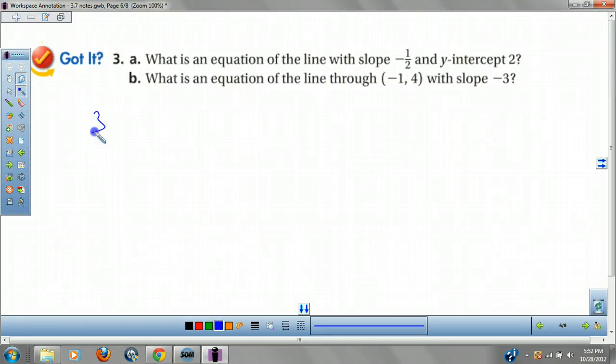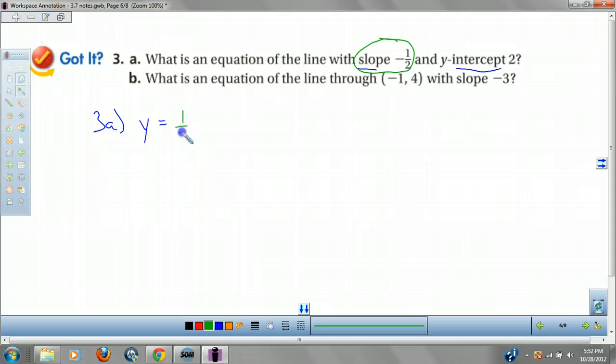Now let's make equations for these. 3A. What's the equation for a line with slope -1/2 and y-intercept of 2? Well, I'm going to use my slope-intercept form because I have a slope and an intercept. So I set up y equals, my slope is -1/2, put an x here. My y-intercept is 2, plus 2. Done.